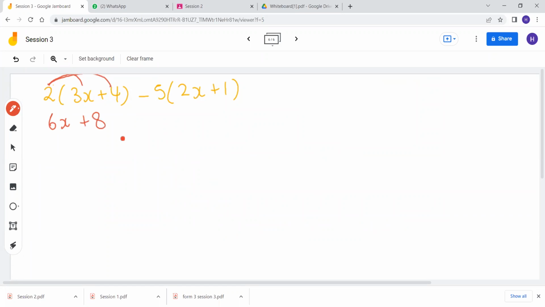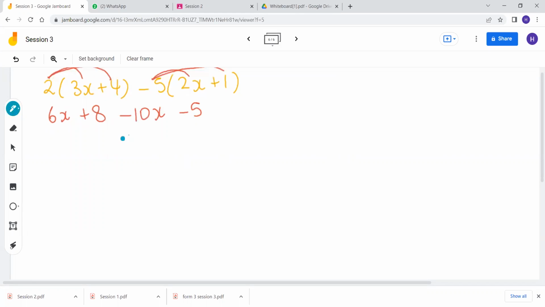Next thing now, we are using the distributive law again. But we're using the minus here. Minus 5 multiplied by that whole brackets now. So my minus 5 by 2x is what? Minus 10x. And minus 5 by 1 is minus 5. Good. So look at this here, we use the distributive law here and we use it here as well. What we're going to do now, because we have so many terms, we could use the addition and subtraction laws now because we have like terms.